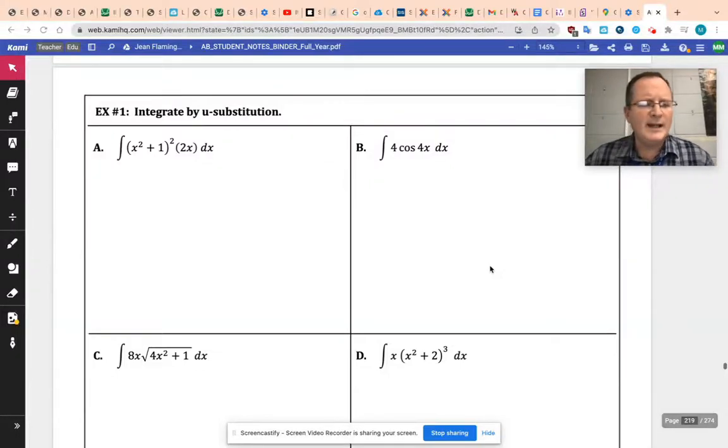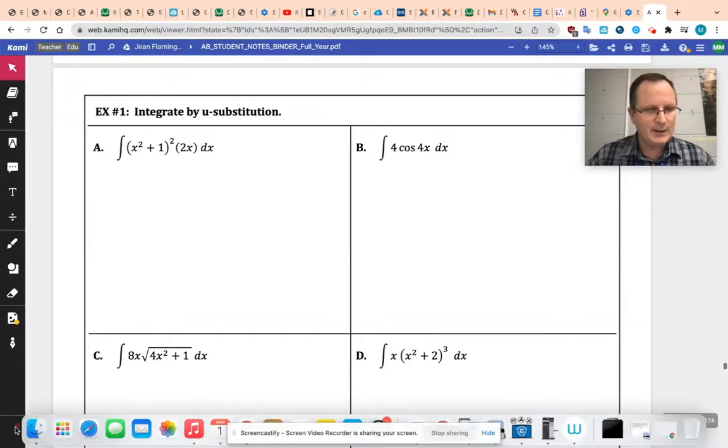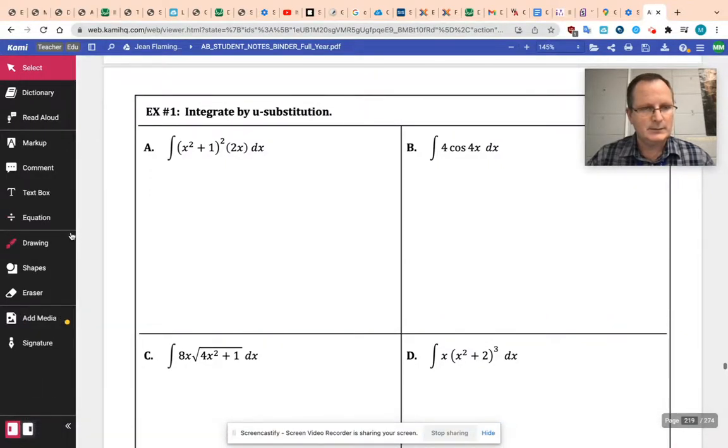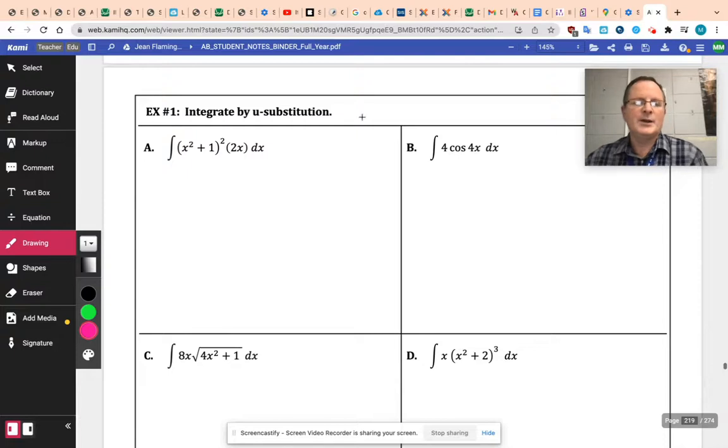Okay, example 1A. I'm going to show it with both methods. So let's see if we can get... All right, so here's the hint. Anything that you think is the most complicated part of the integral is typically what you would want to call u. So the part inside. If I think that we were dealing with this exponent as far as the derivative goes, then it would be very wise to call u x squared plus 1.